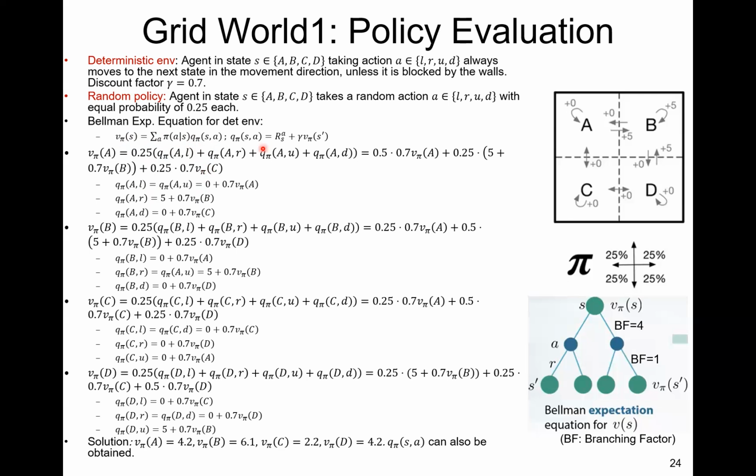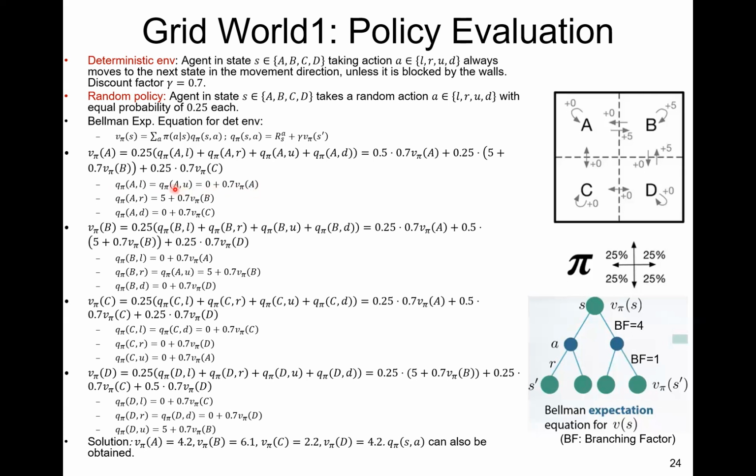And the Q pi SA can be written with this equation here. If you're in state A and trying to go left, because the left is the wall, you cannot move, and you go back to A. The reward is 0, plus the discount factor gamma 0.7 times V pi of A, because A is the S prime. It's the next state. It just came back. So Q pi A left is equal to 0 plus 0.7 times V pi A.